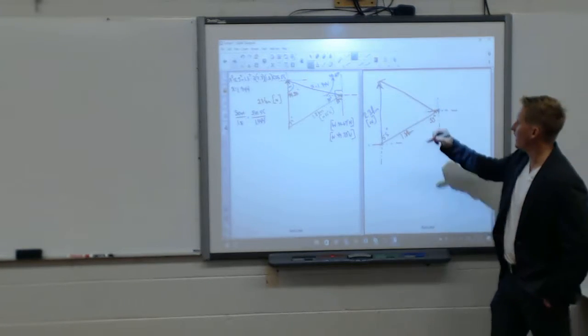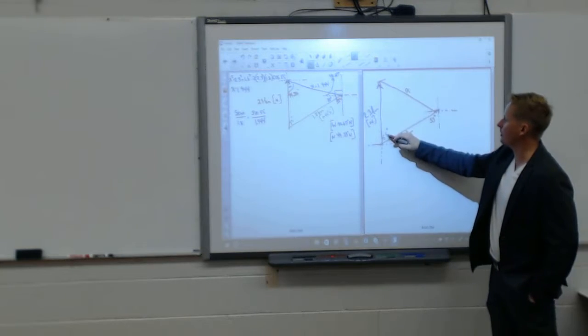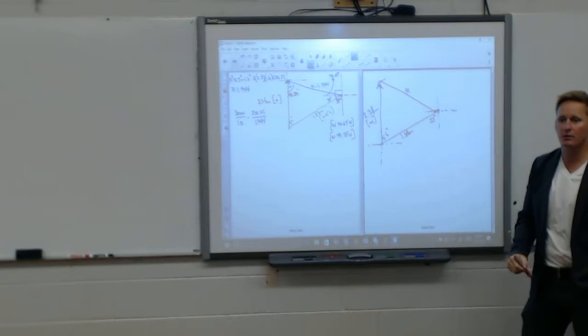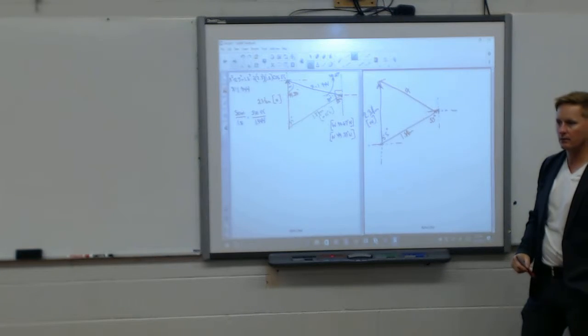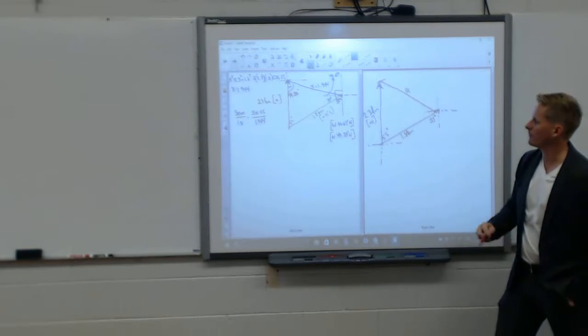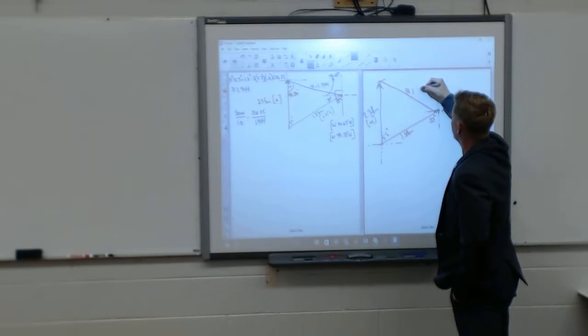Cosine. I have to start with cosine. I can't start with sine because I have an angle but no side across from it. So I need to use my cosine law, right? So I've got this, this, this, and this. That's what I need to do. So I did that up here. And I solved, and I got this was equal to 1.944.